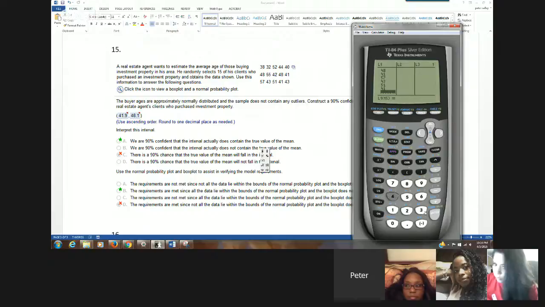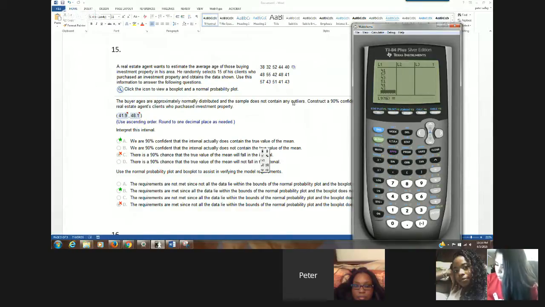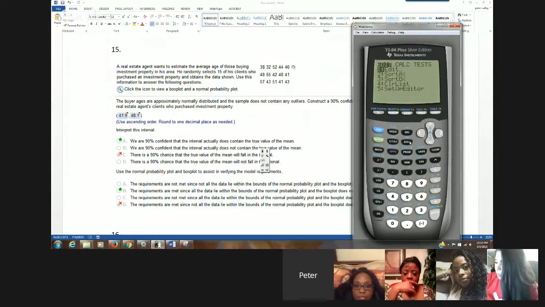51, 41, and 43. Okay, so got all those in. Hopefully I didn't make a mistake. It wants me to do a confidence interval. This is mean data rather than proportional data. So I'm going to go over to my, let's see.